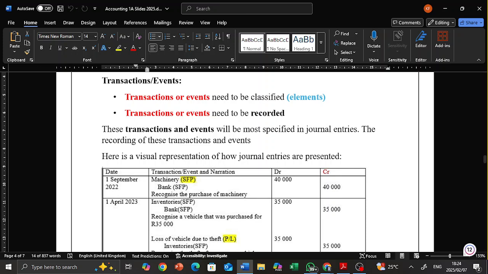All right. So a transaction could be me buying an apple. How does that affect our books? And then an event is someone stealing stock. How does that affect our books? These transactions and events will be most specified in journal entries.